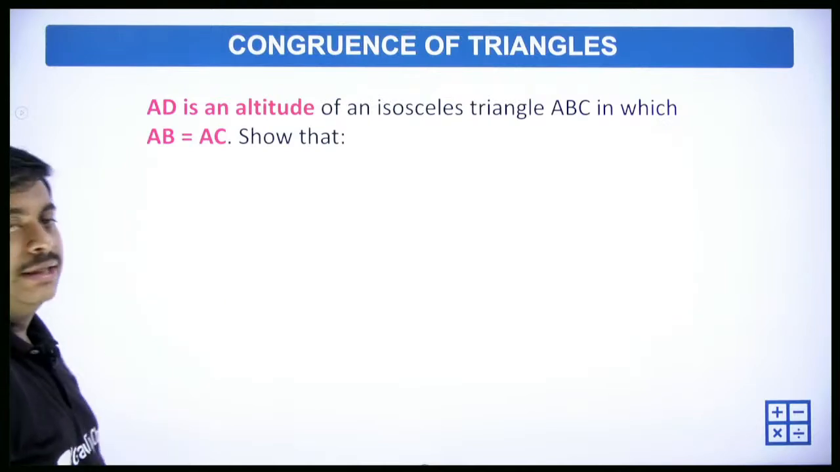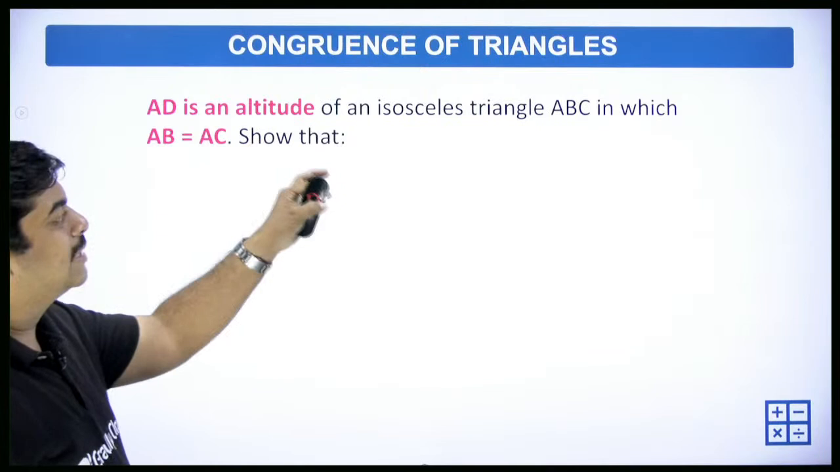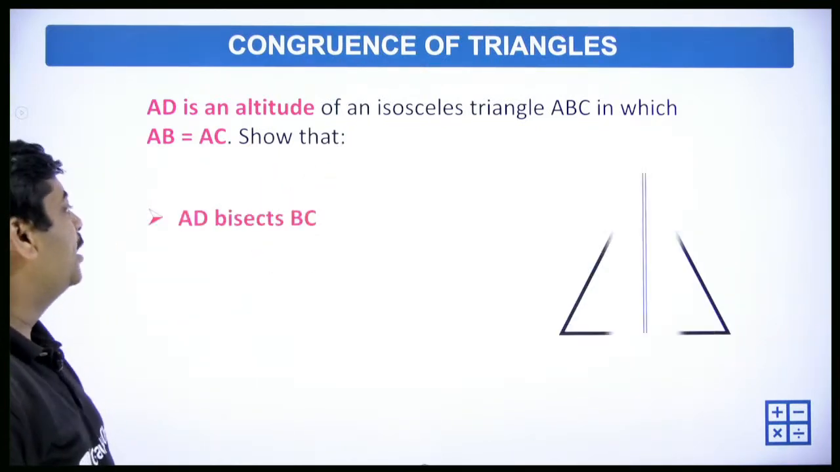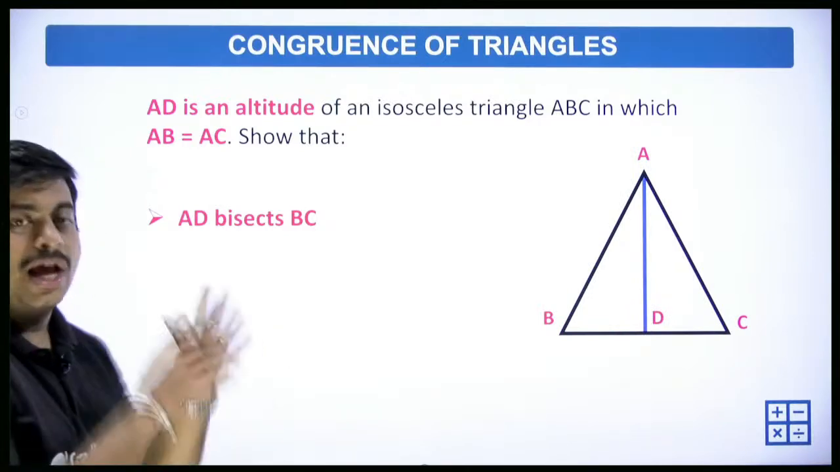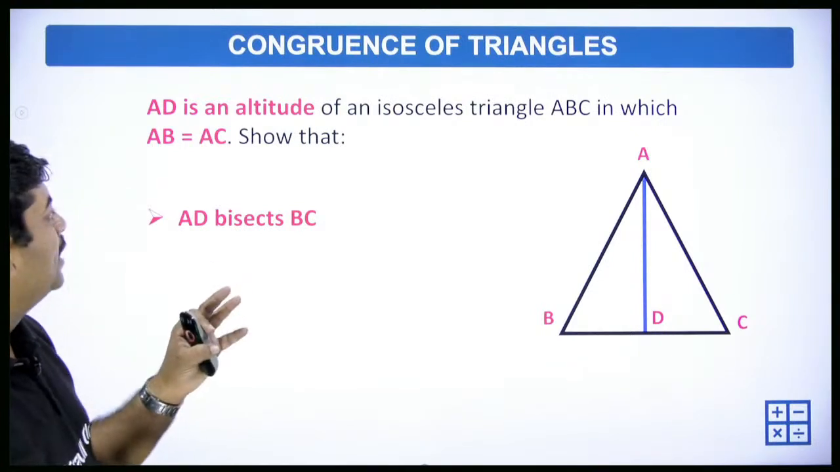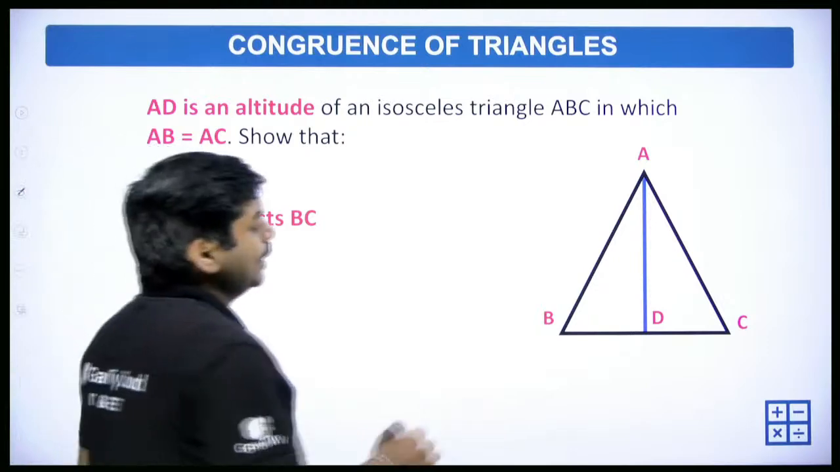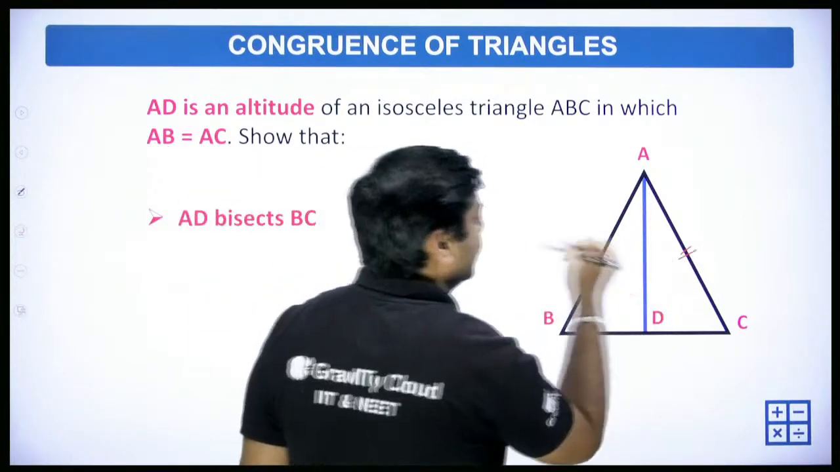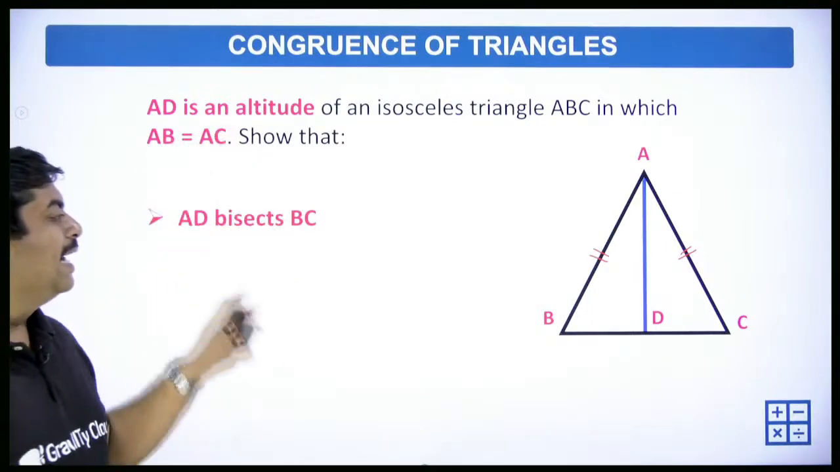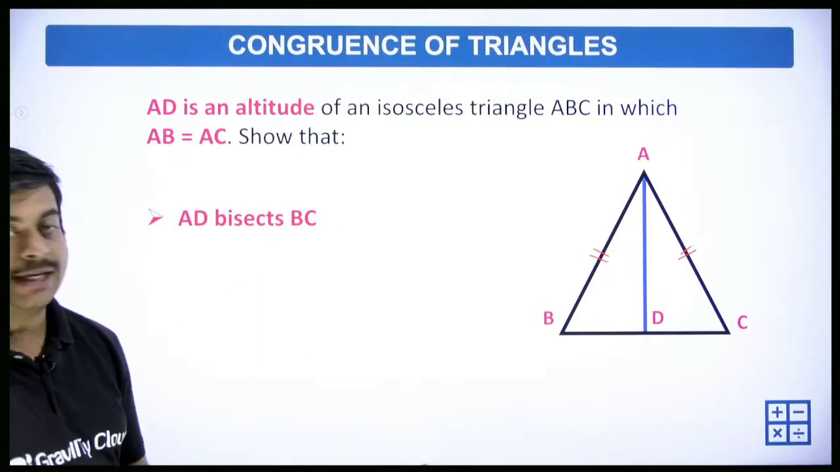We have a question here on the topic of congruence of triangles. AD is an altitude of an isosceles triangle ABC in which AB is equal to AC. Show that AD bisects BC. So we have a triangle. Let's understand the question more carefully. AD is an altitude, AB is equal to AC. Show that AD bisects BC.